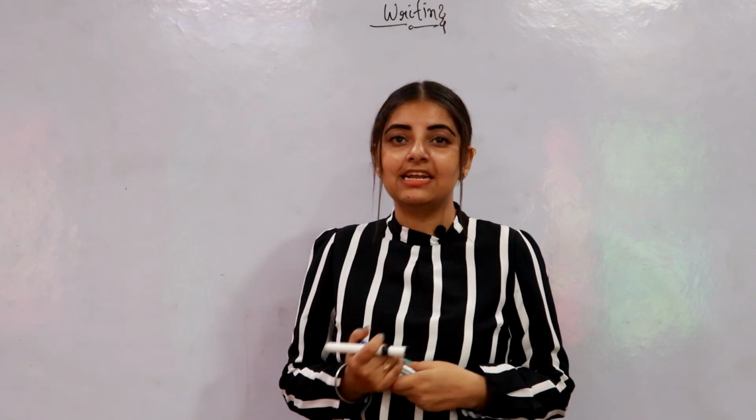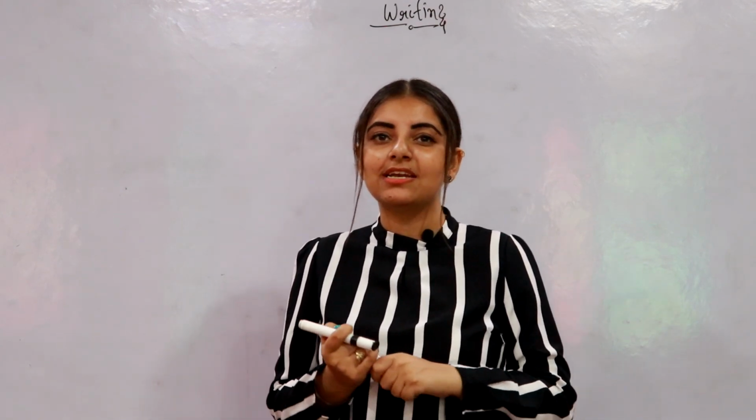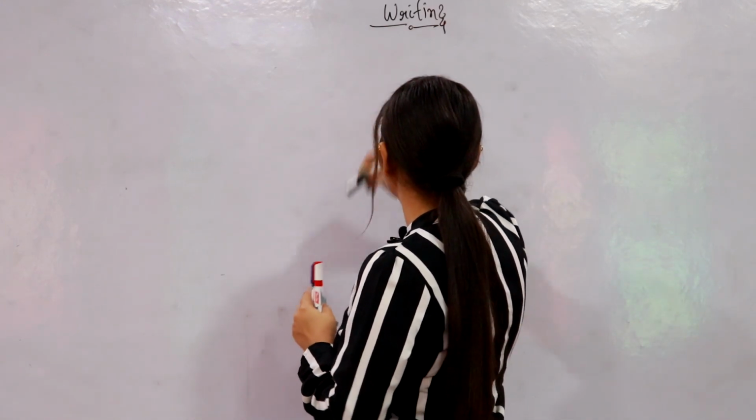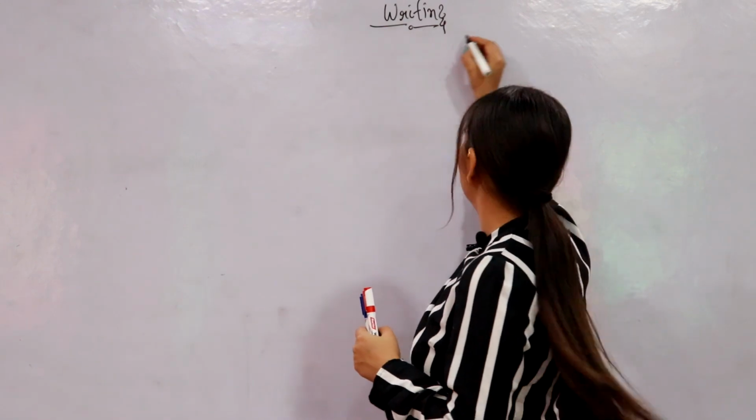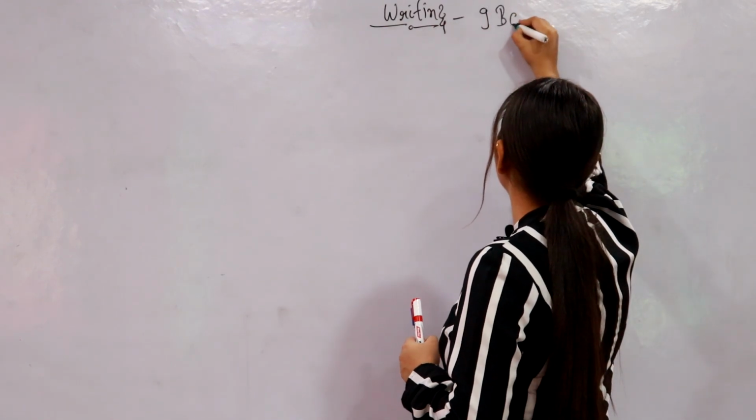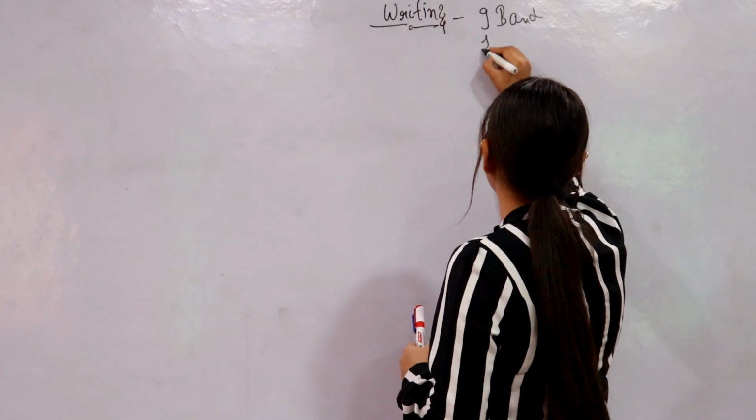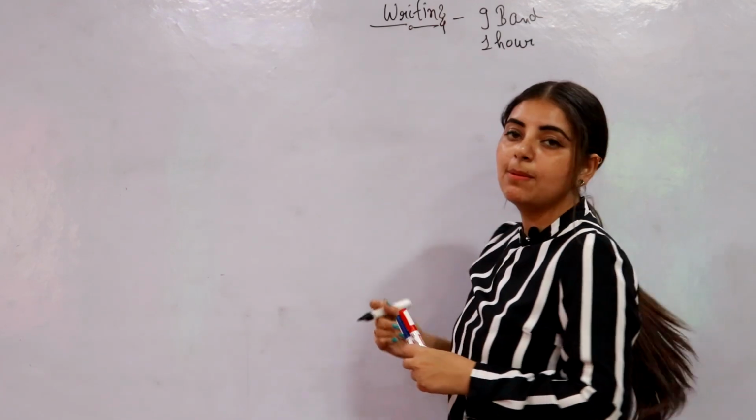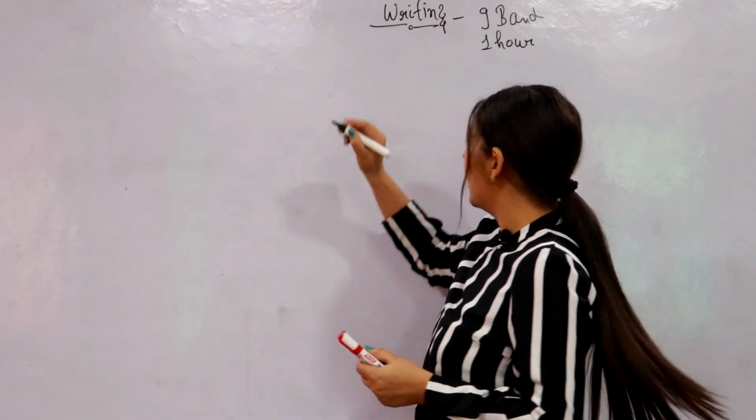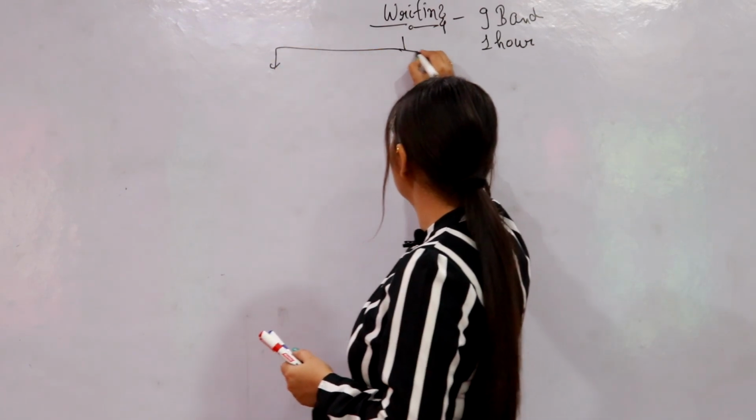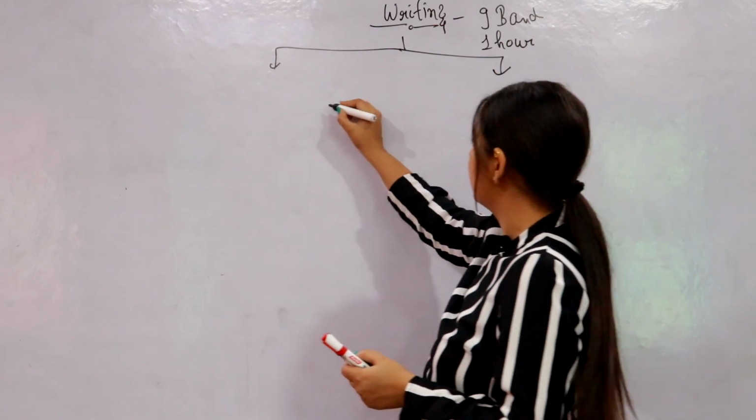Writing is an art and definitely an essential communicating skill for prospective candidates of IELTS examination. So let's start. Writing module of IELTS examination. It is of total 9 band score, and during the examination we get an hour to complete this module. Writing module consists of 2 tasks, task 1 and task 2.